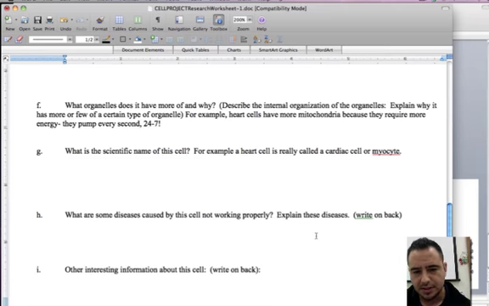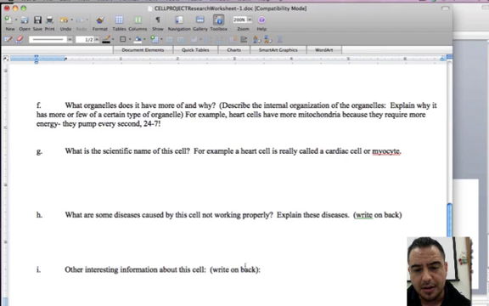Next thing is, what are some diseases caused by this cell not working properly? Explain these diseases. So again, this one takes a long time. So this one you need to write H and I, answer those questions on the back. You might need separate pages as you learn a lot about these things. So learn about diseases related to your cell or related to your organ that the cell is a part of. So for example, a heart cell, well, what's related to the heart? Well, heart attacks. I'm going to learn about heart attacks. I'm going to learn about high blood pressure. I'm going to learn about hypertension, which is high blood pressure as well. So I'm going to learn about things related to that topic.